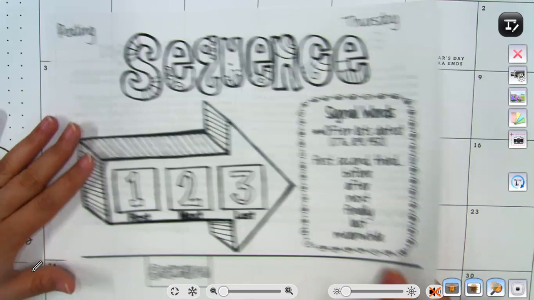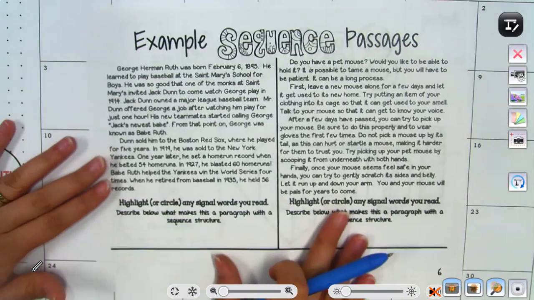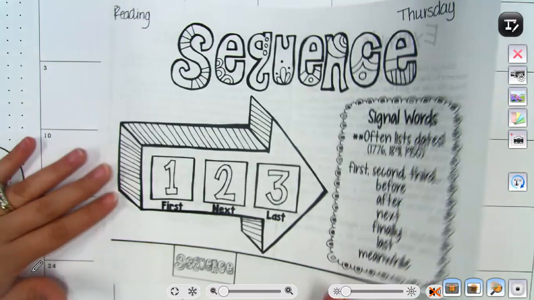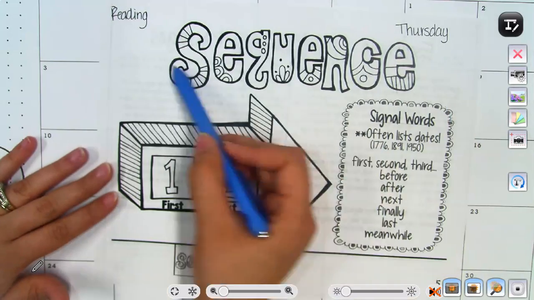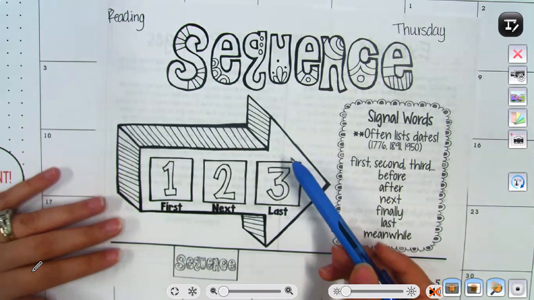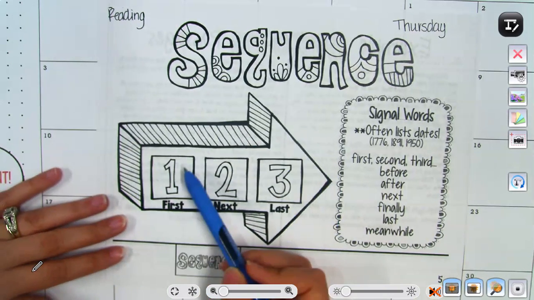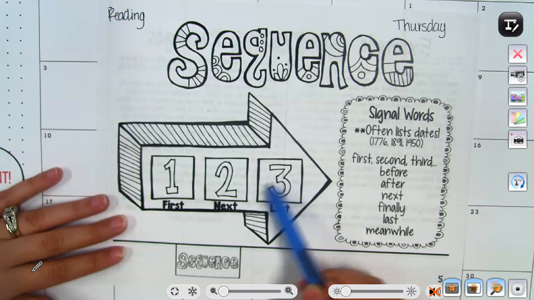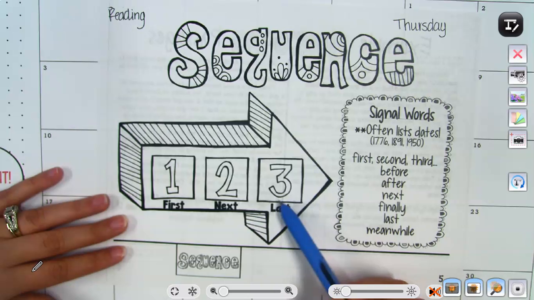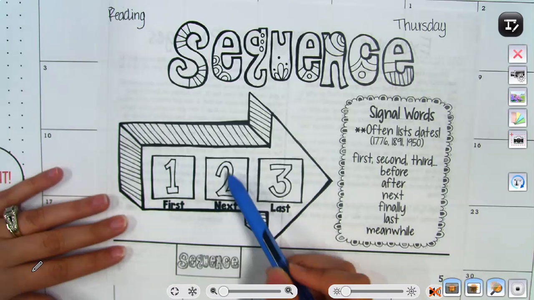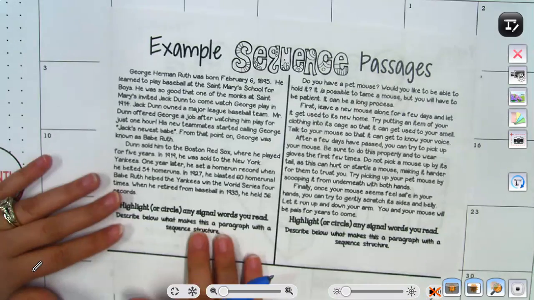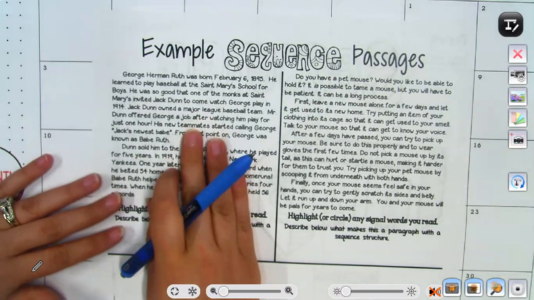So let's look at an example of what a sequence text structure would look like. Okay. You need the handout that says reading Thursday, and it says sequence at the top. And guys, this is just a graphic organizer that shows the steps. So 1, 2, 3. Or if we're putting things in order, this happened first, this happened next, this happened last, or this happened first, this happened second, this happened third. Okay. So let's look at the passage on the left.